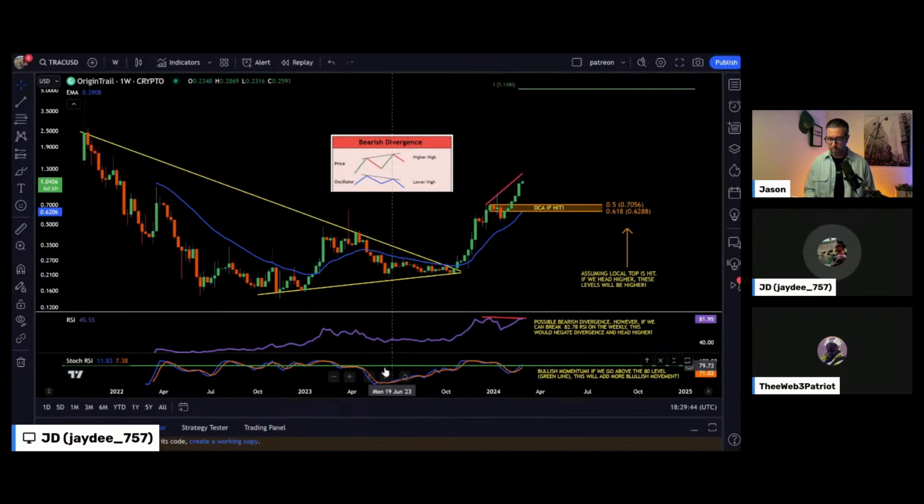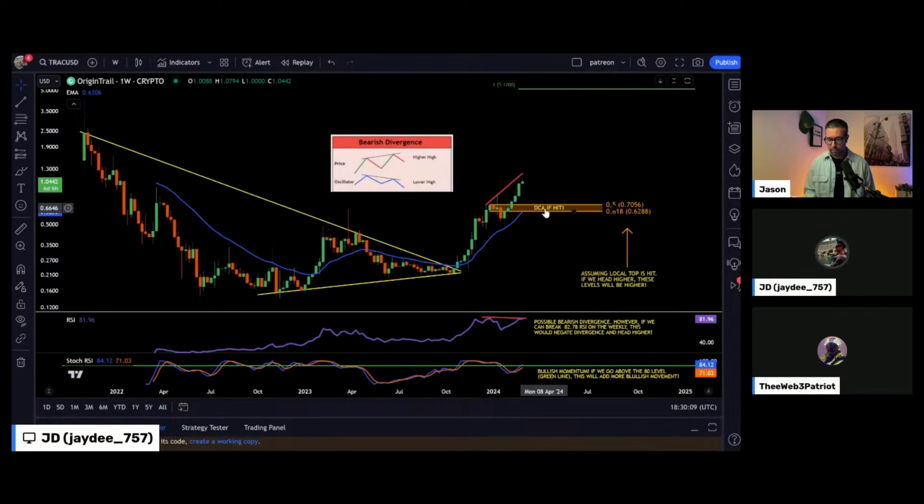And what I see here on the stochastic RSI is if both of these lines cross above the 80 level, this green line right here, this bearish divergence might get negated, right? And then we'll probably head up higher. But right now, we can't really ignore the divergence.